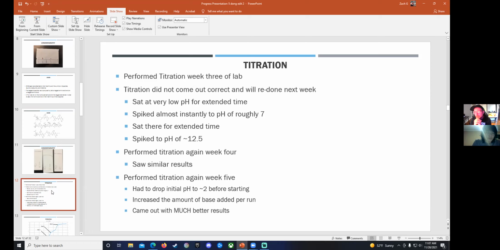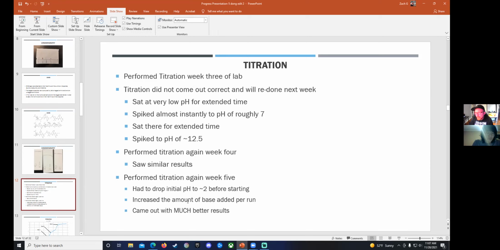We consulted with Dr. Shoup on it, and she gave us some suggestions on how to do some pH manipulation before truly starting the titration, manipulating the pH of our unknown dipeptide to get a smoother transition. So we used 6 molar HCl, and initially dropped the pH of our unknown to about a pH of 2.